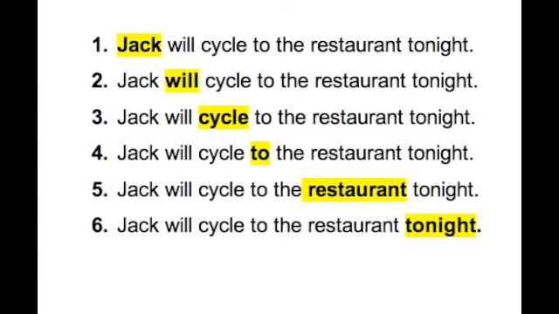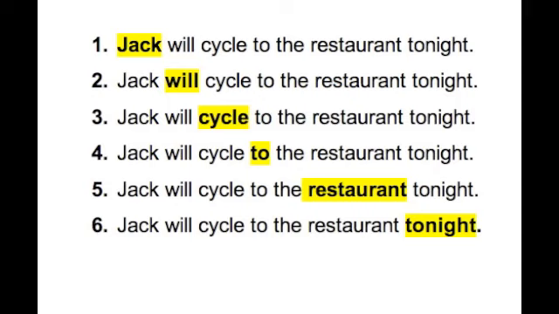Sentence number 4, I've shifted the emphasis onto the word to. This could mean not from or not back from the restaurant, but to. Sentence number 4, Jack will cycle to the restaurant tonight. Jack will cycle to the restaurant tonight, not back. It's absolutely obvious which word I am stressing in this sentence.